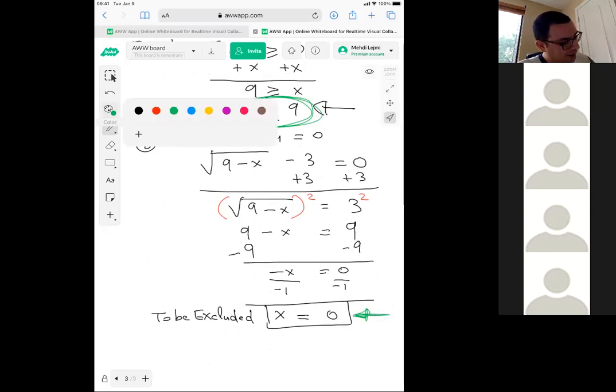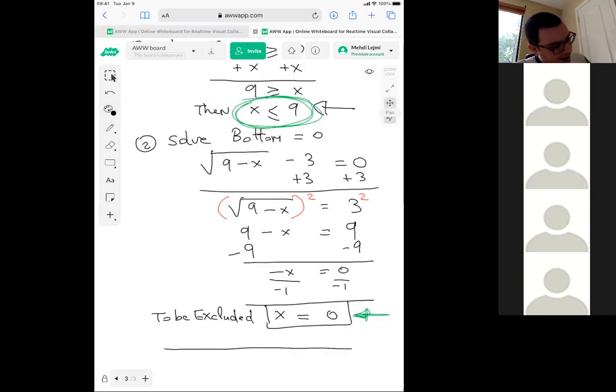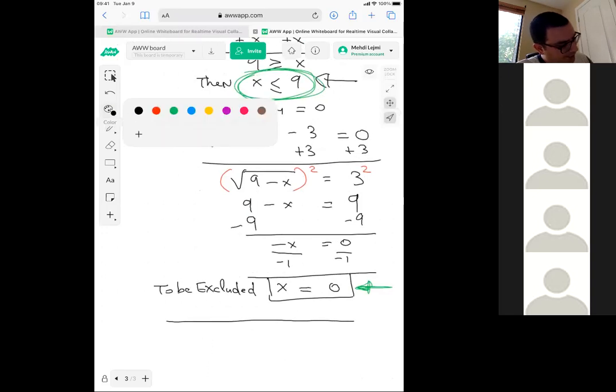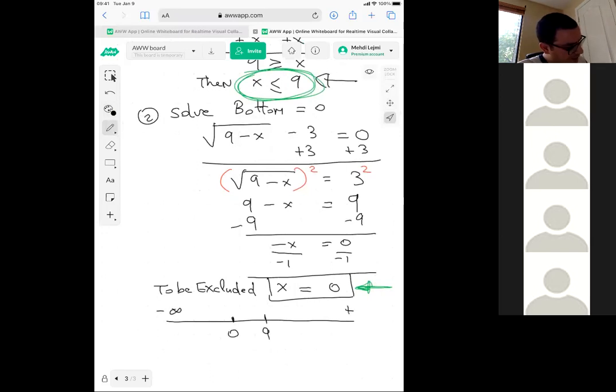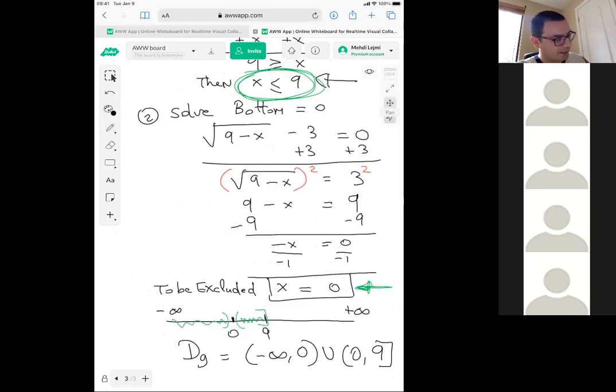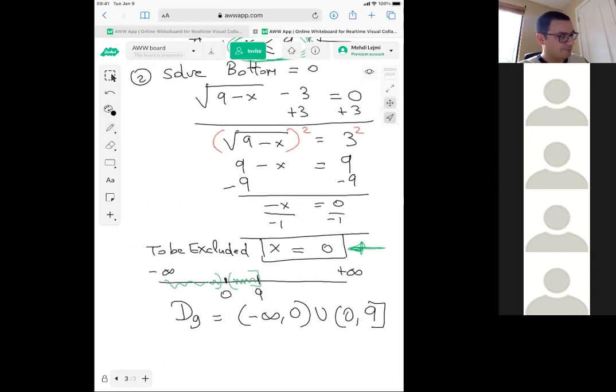So on my number line, so here's 9 here, here's 0, negative infinity, positive infinity. So what I'm saying is my x has to be less or equal to 9. But of course, I have to exclude the x equal to 0. So I'm going to exclude this x equal to 0, right? So then the domain of G would be negative infinity to 0, 0 excluded, union with 0 and then 9 included, because x can be equal to 9, right? So that's the domain of G.